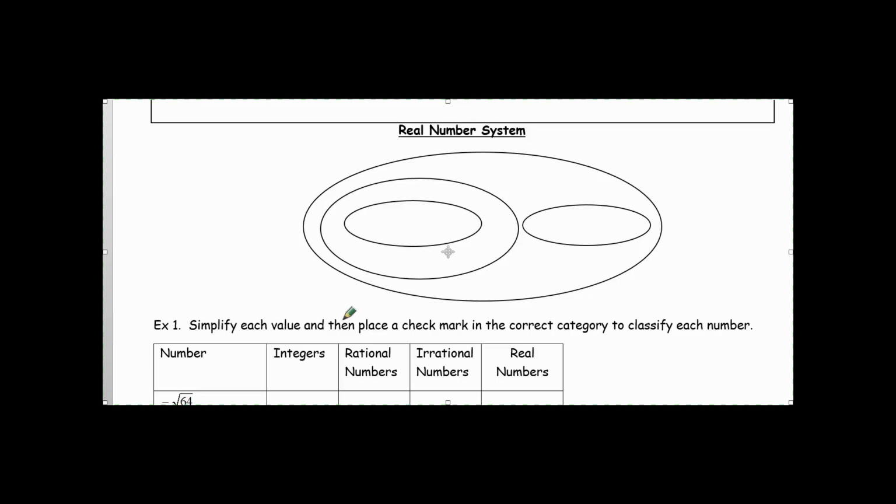Alright, in this video we're going to talk a little bit about the real number system. The real number system is basically the number system that you're used to. There are certain sets that we're going to talk a little bit more about than usual, and we're even going to start a little bit earlier than this.